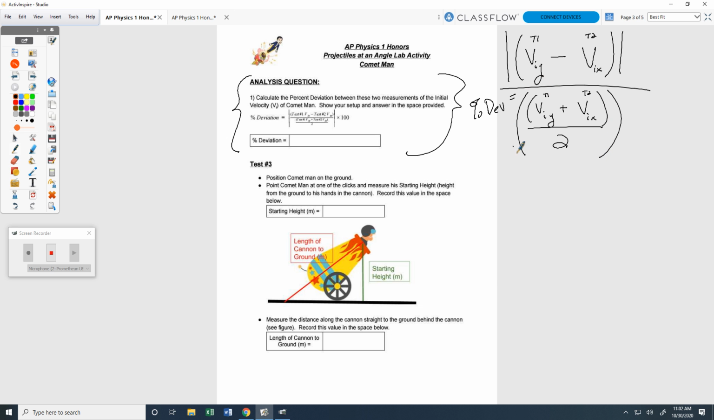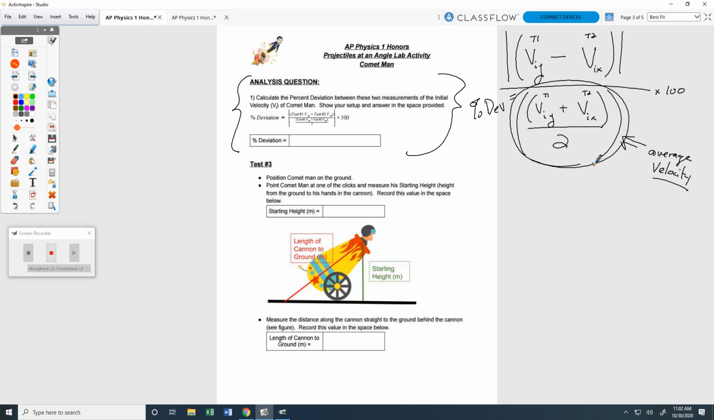This number is actually going to be used later. So this is the average velocity of Comet Man. We were just using vertical and horizontal to find it. Take that lovely answer and multiply by 100, and you've got percent deviation. You're going to need this average velocity later.